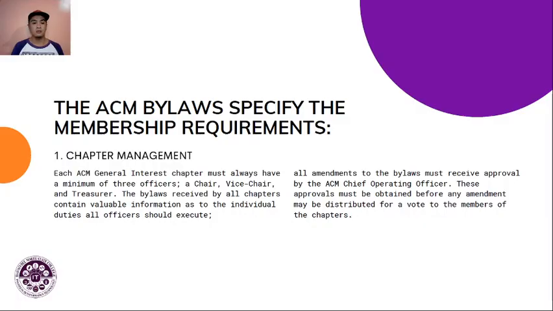Now, the bylaws received by all chapters contain valuable information as to the individual duties all officers should execute. All amendments to the bylaws must receive approval by the ACM Chief Operating Officer. These approvals must be obtained before any amendment may be distributed for a vote to the members of the chapter.